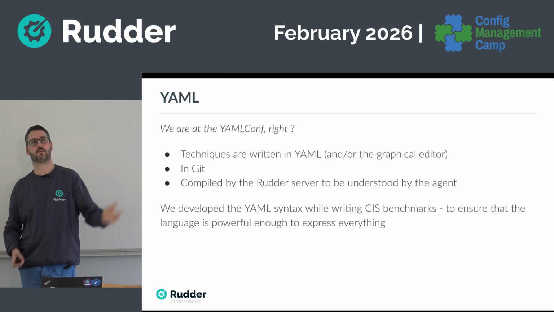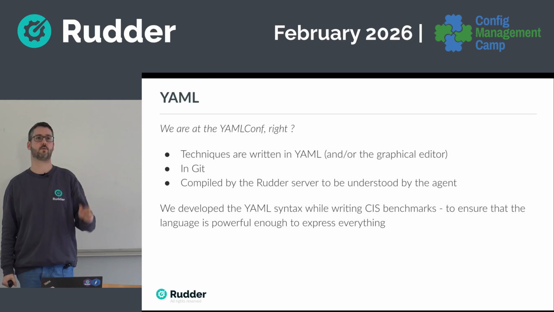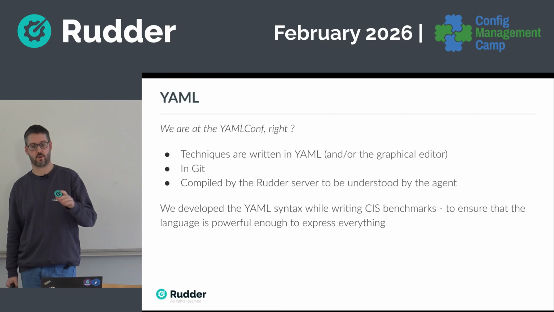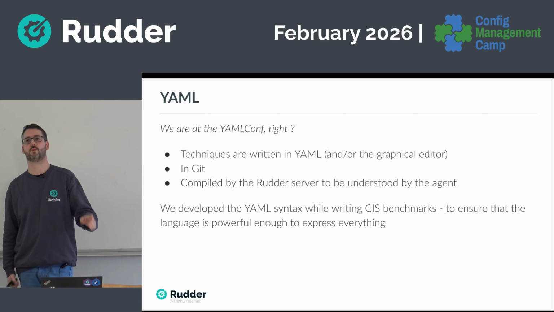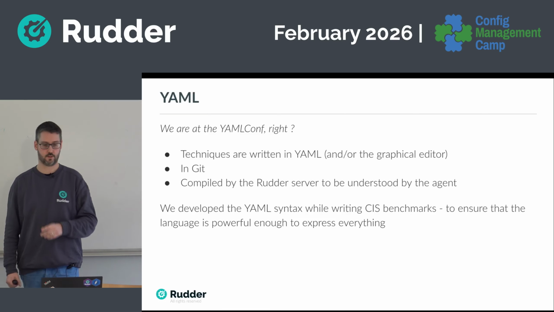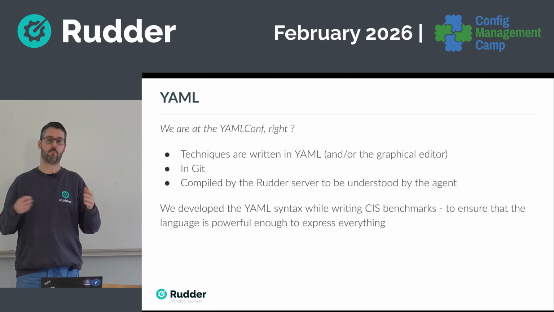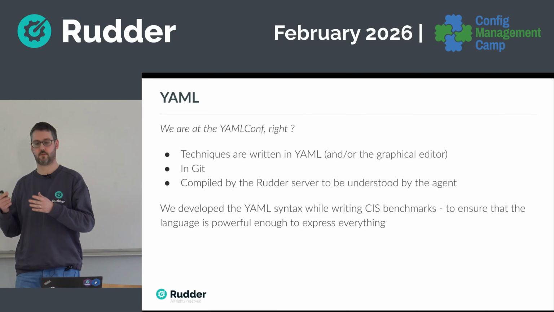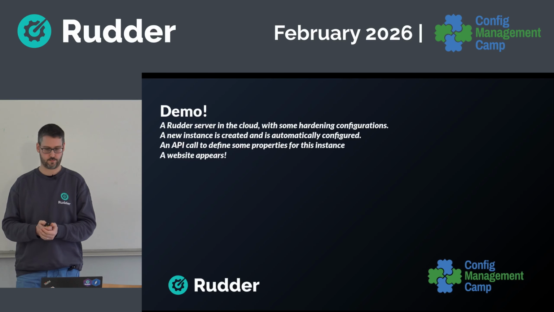to define the configuration. They are stored in Git, so you can synchronize them with your CI/CD and check that your policies are effectively doing what you want before pushing them into production. And the Rudder server compiles this YAML to a language that's understood by the agent.